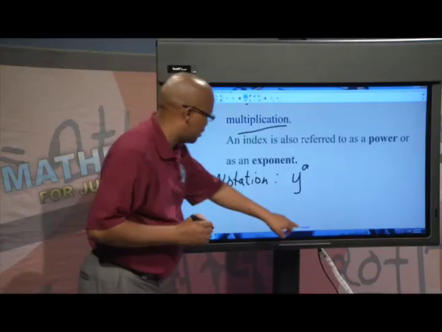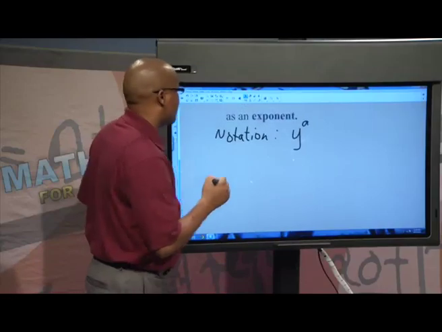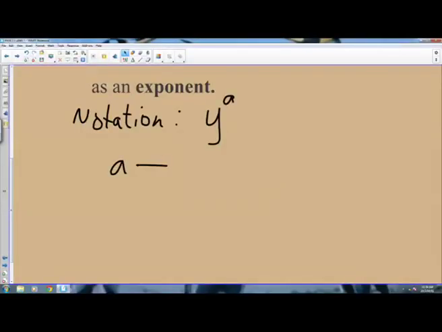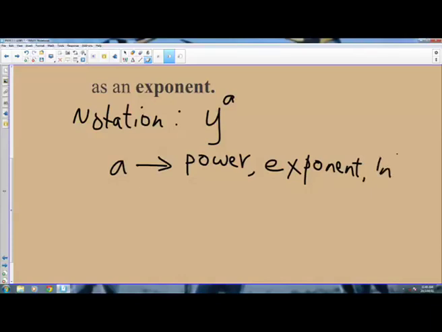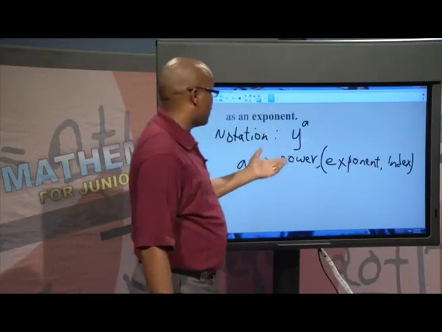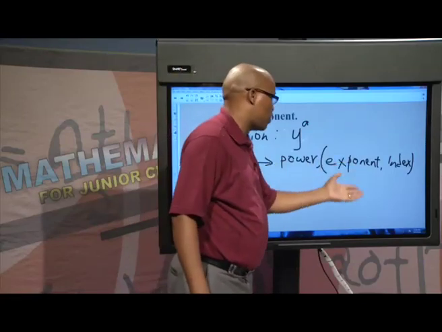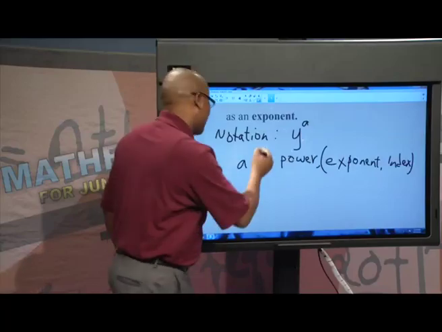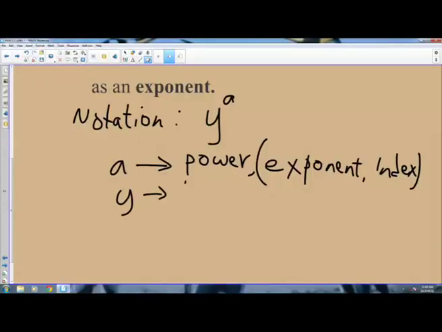Now here, y to the power a, here a is called the power, exponent, or this can also be referred to as the index. This is what our power is. A is a power, or you call it the exponent or the index. That is, you can use any of these ways. So in today's discussion, you'll realize that we'll be using these to refer to the same thing. If we want to refer to power, we may use the word exponent or index, and all these basically mean the same thing. And then here the y is a base.